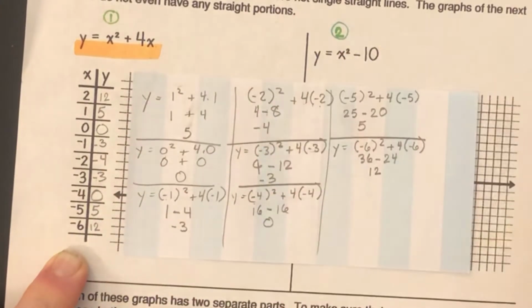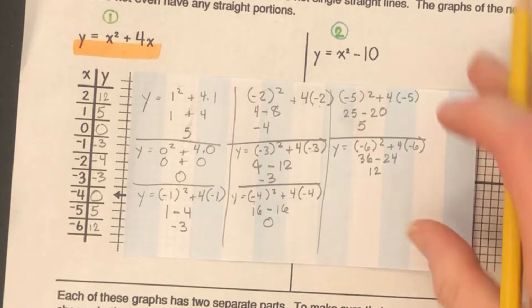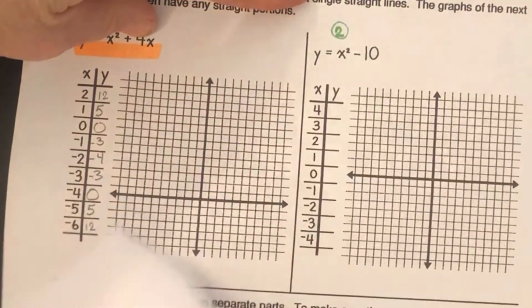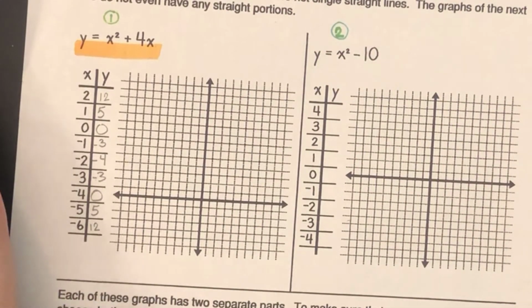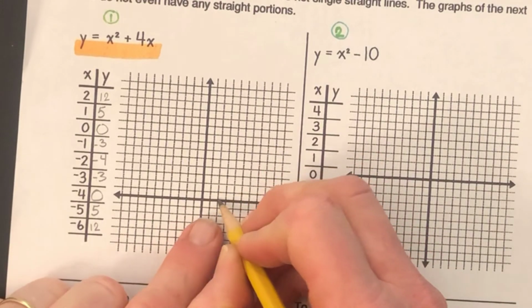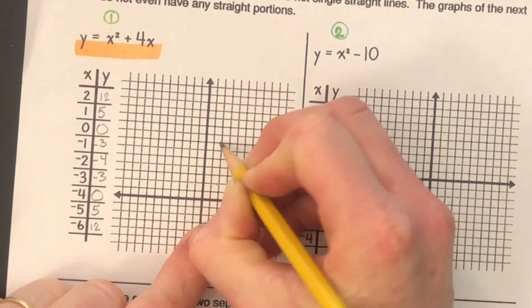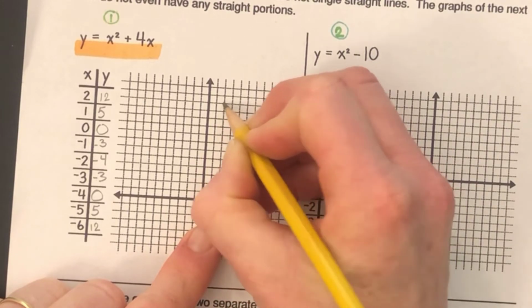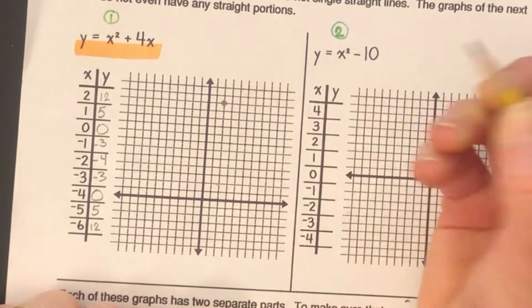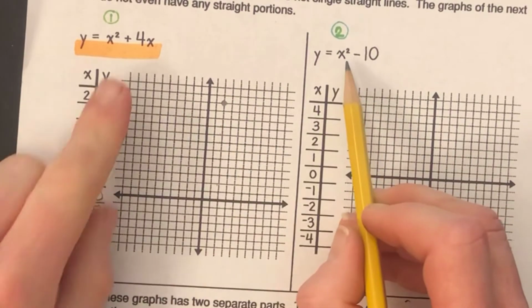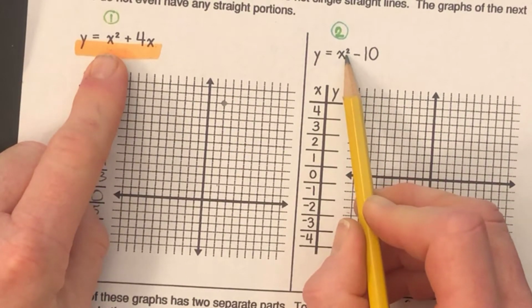All right. So let's plot these points. All right, so we have 2, 1, 2, 3, 4, 5, 6, 7, 8, 9, 10, 11, 12. Okay. Just so you know, anytime you have an exponent, it will not be a straight line.